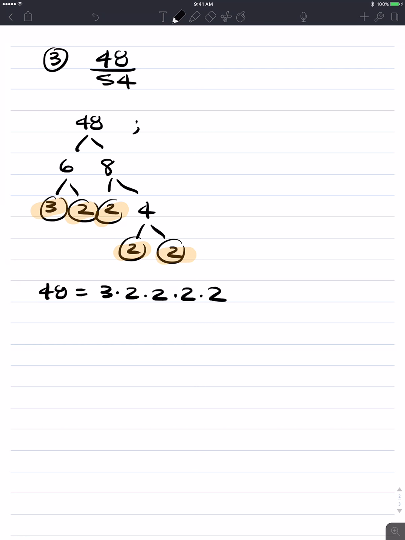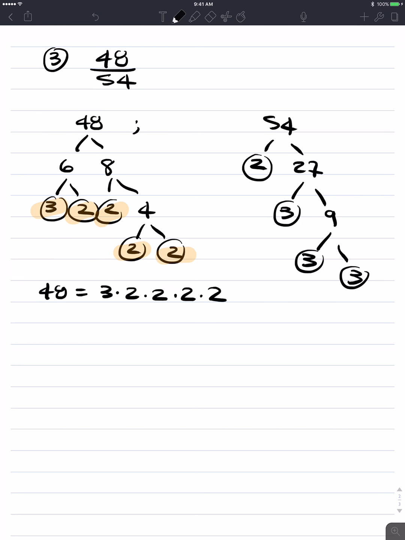We're going to have to do the same for 54. 2 times 27 is 54. 3 times 9 is 27. 3 times 3 is 9. 54 is written as 2 times 3 times 3 times 3. The product of its primes.